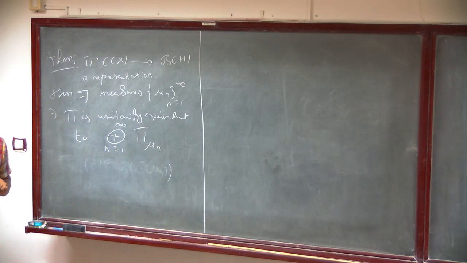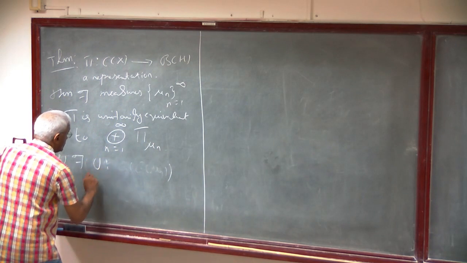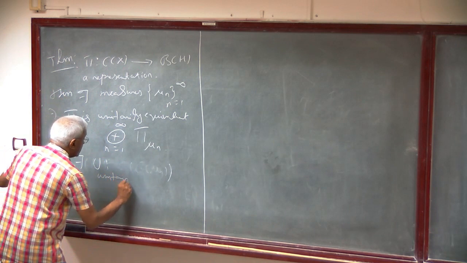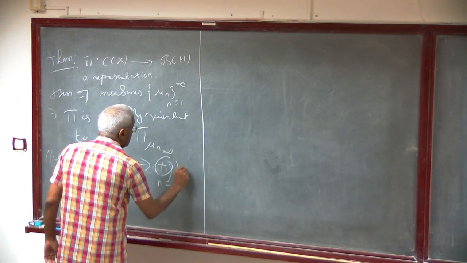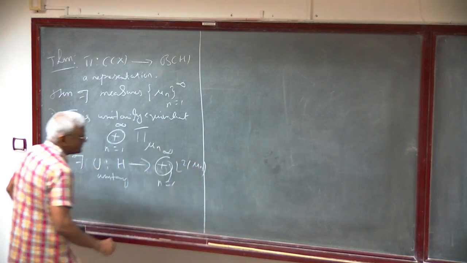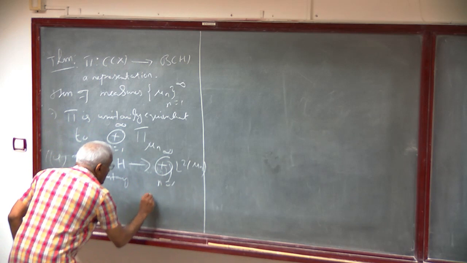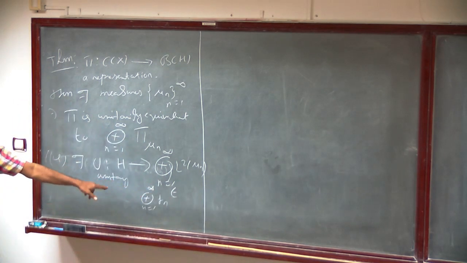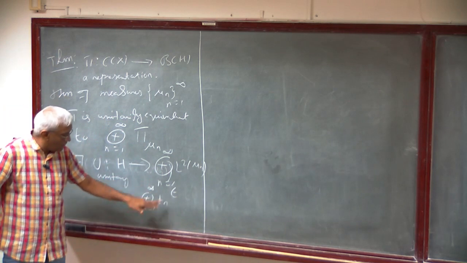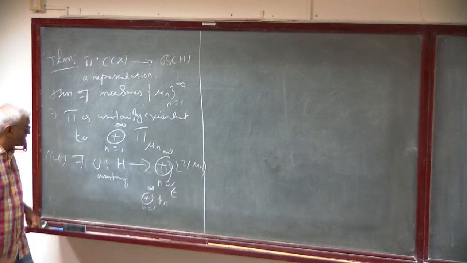Pi is unitarily equivalent to the direct sum of pi mu n, via a unitary U, sum over n equal to 1. And any element of the direct sum of L2 mu n is a direct sum of vectors, a family Fn such that the summation of norm Fn squared is less than infinity. That's the definition of this.